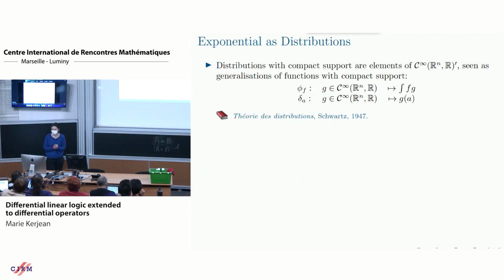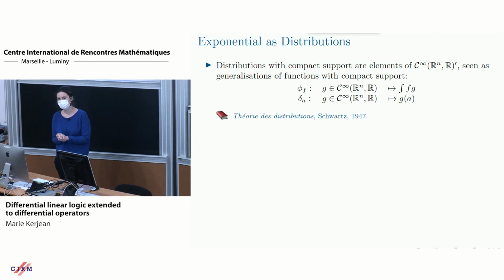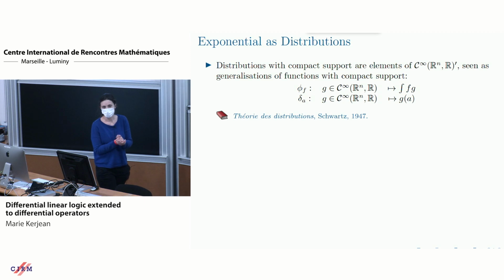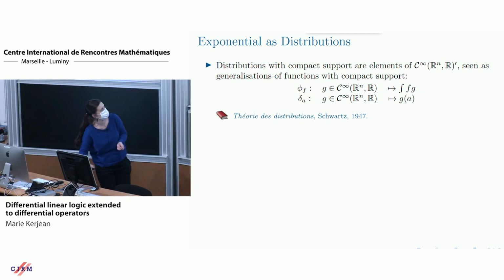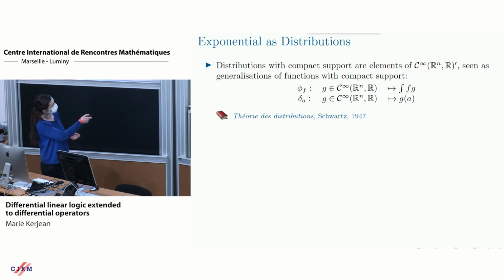Okay, so what's a distribution? If you don't know, maybe you've heard that distributions were supposed to be like generalized functions. In fact, for us, distributions are exactly scalar linear maps that act on smooth functions. So a distribution with compact support is something that takes a function and linearly acts on it. The typical example of a distribution is a Dirac that we see here. It takes a function and it just computes its value at some point. That's typically a good distribution. That's the canonical distribution on which we want to work.